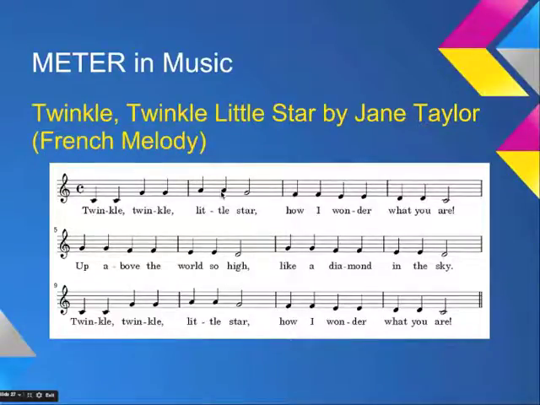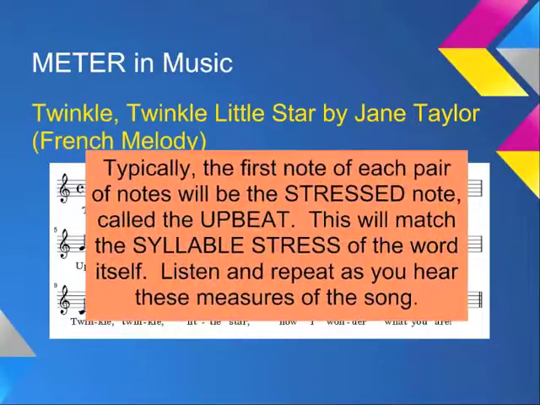1, 2. Now this is called a half note. And in this case, a half note is worth 2 beats. 1, 2, 3, 4. So even in music, we have a very strict idea of how many beats or stresses we will have in each measure or unit. Now typically the first note of each pair of notes will be the stress note, which we call the upbeat. This will match the syllable stress of the word itself.